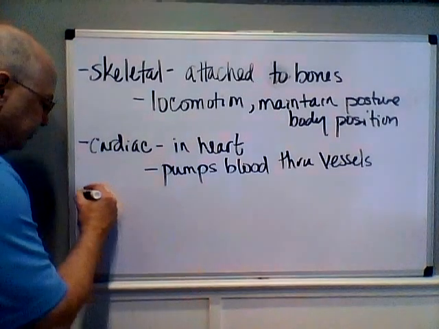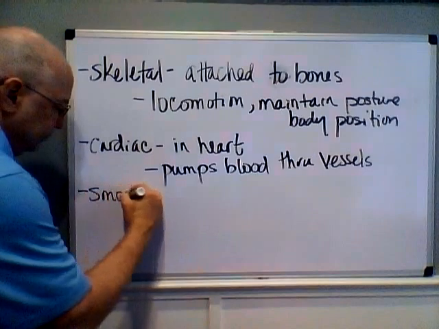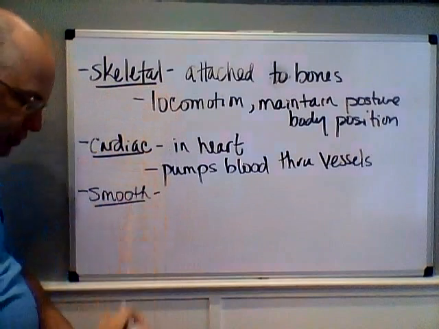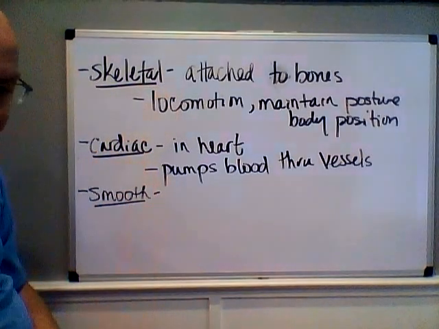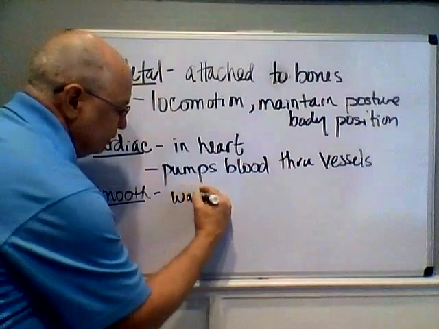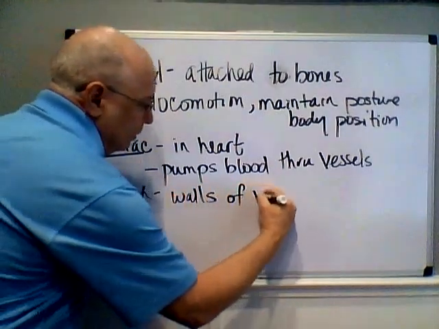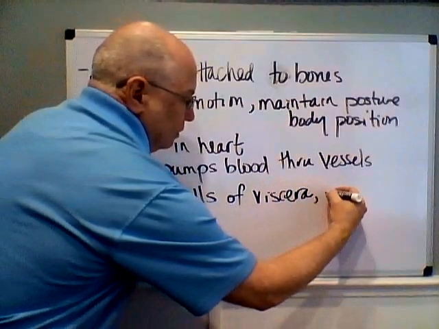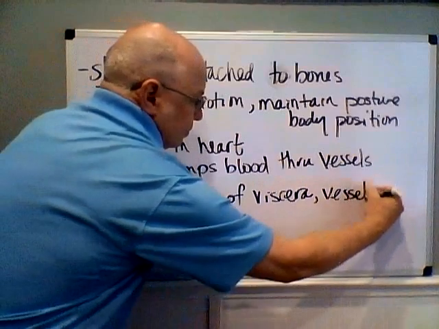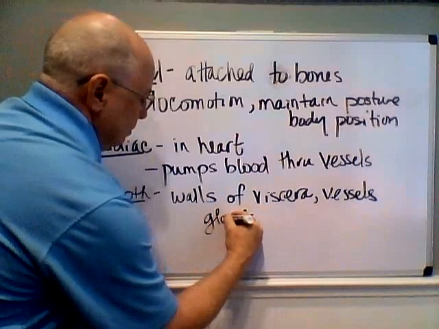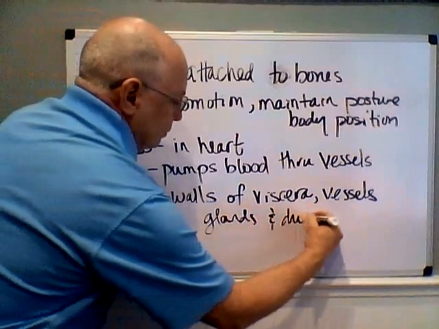Now, the third type of muscle tissue is called smooth muscle. Now, of these three muscle tissues, smooth muscle is the one that's most forgotten about. People don't focus on it a whole lot, so you should know this. Smooth muscle is found in a number of locations. It's found in the walls of viscera. It's found in the walls of vessels. And it's found in the walls of glands and ducts.